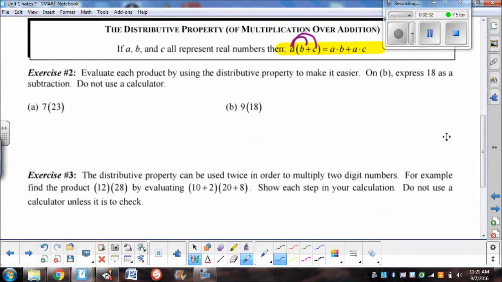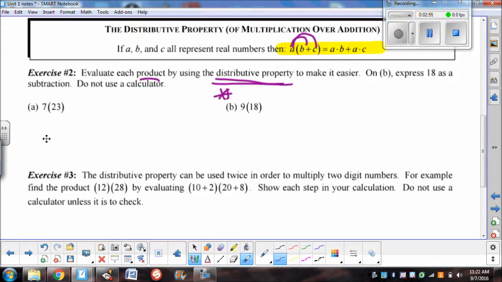If I look at exercise 2, it says evaluate each product by using the distributive property to make it easier. On B, this one I'm going to let you do on your own and bring to class: express 18 as subtraction. You're going to have to think about subtraction in that one.